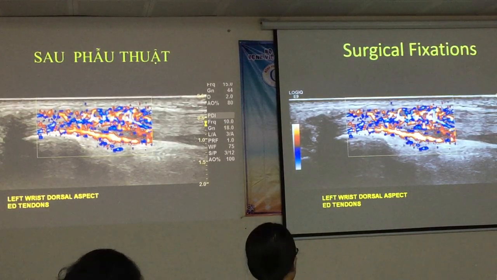So this was a patient who presented with pain on the dorsum of her wrist.